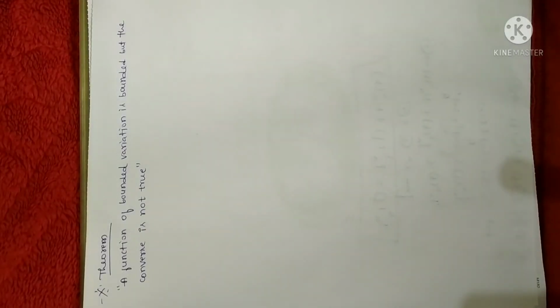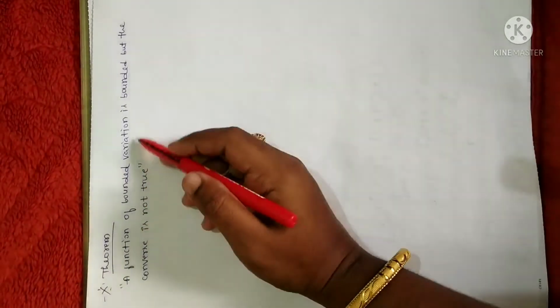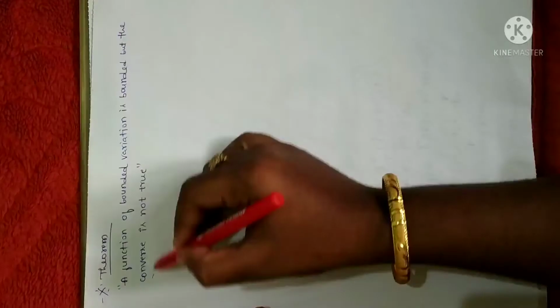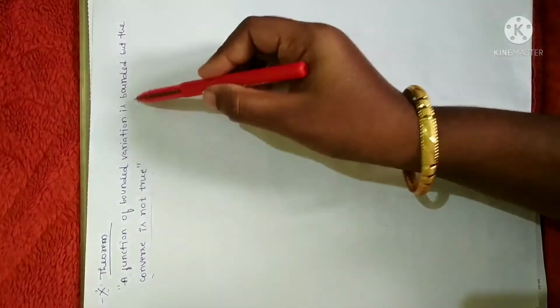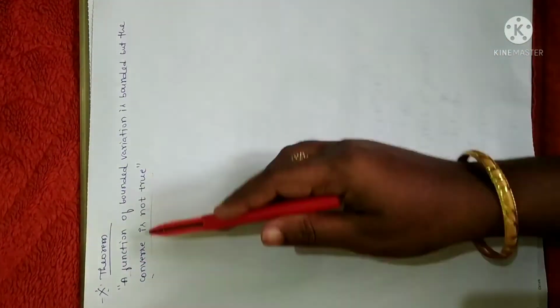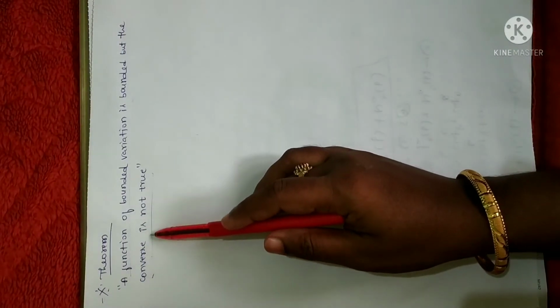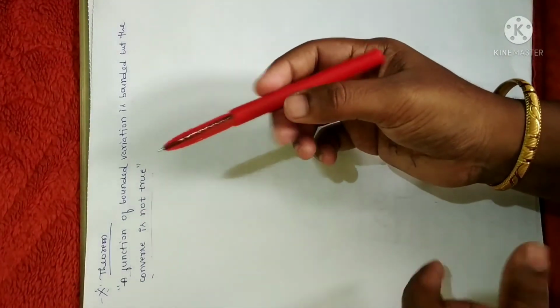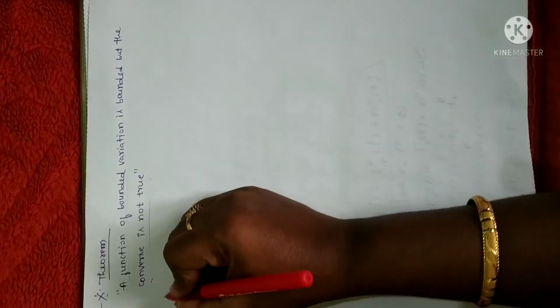So here is one more important theorem. It is also very important, as in so many years. A function of bounded variation is bounded, but the converse is not true. We are going to prove the first statement by a direct proof, whereas for the second, that is for the converse part, we are going to use a counter example. Fine. Now let me prove it.